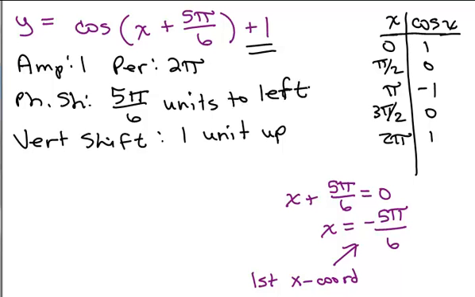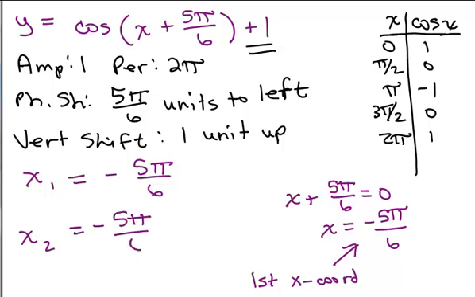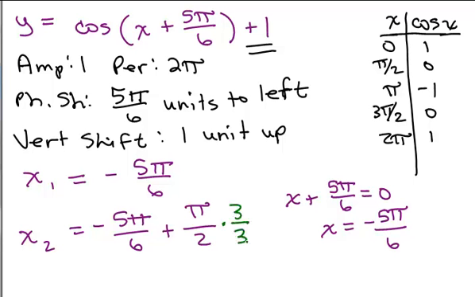All right. So we've got our first x-coordinate. I'm going to call that x1 so we know what I'm talking about. That's negative 5 pi over 6. And since I have a period of 2 pi, that means I'm going to add pi over 2 to get the next x-coordinate. So if I take negative 5 pi over 6 and I add pi over 2, I will get my next x-coordinate. If I get a common denominator, I'll have to multiply this by 3 over 3. So basically what I'm doing is adding 3 pi over 6 to get each next coordinate.